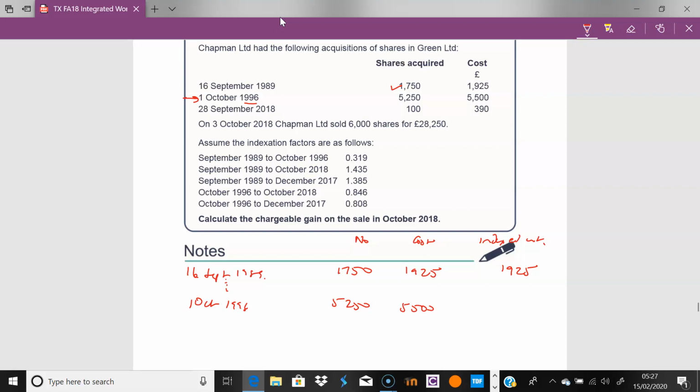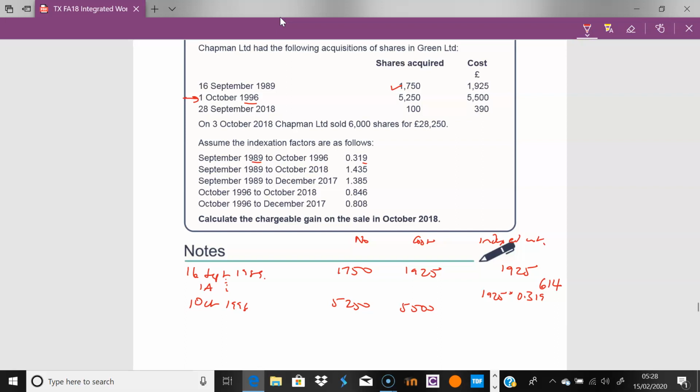So their new value, from 1925, from September 1989 all the way to October, is 0.319. That's the indexation. The indexation here is this 1925 times 0.319, and hopefully you can see that if you understand what you're doing, there is a number of ways you can treat this. So here I have my indexation, which is 614, right? Yes, 1925 times that.